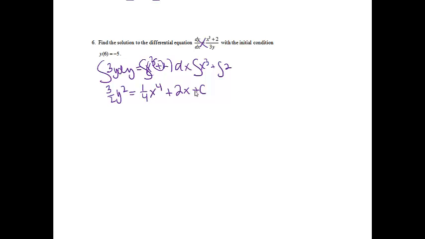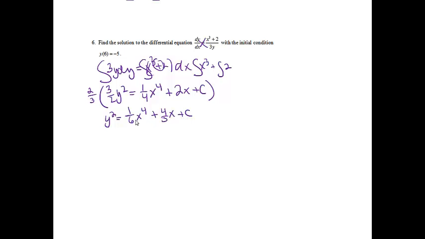Alright, so now if we want to get the y by itself, to get rid of the 3 halves, let's just multiply everything by 2/3. So we'll get y squared equals 2/3 times 1/4, which would be 1/6 x to the 4th, plus 2 times 2/3, which would be 4/3 x, plus c.